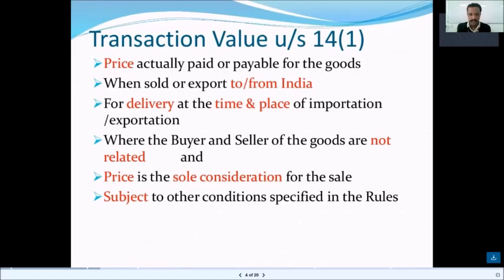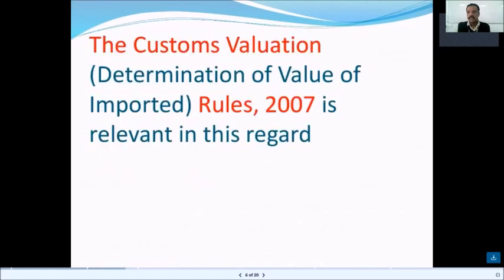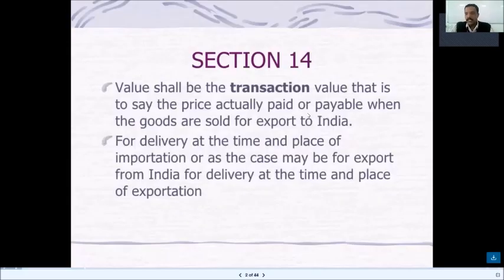Price is the sole consideration for the sale, subject to other conditions specified in the rule. The Customs Valuation (Determination of Value of Imported Goods) Rules, 2007 are relevant in this regard. Under Section 14 of the Customs Act, value shall be the transaction value, that is to say the price actually paid or payable when the goods are sold for export to India for delivery at the time and place of importation, or as the case may be, for export from India for delivery at the time and place of exportation.